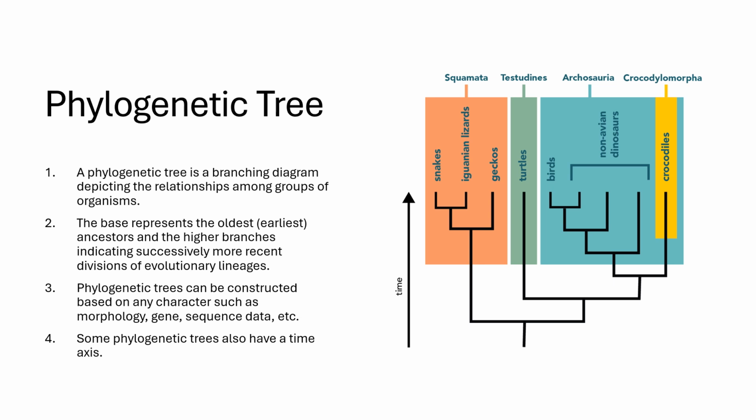And phylogenetic trees can be constructed based on any character, such as morphology, gene sequence data, etc. And some phylogenetic trees also have a time axis. So these were some points about the phylogenetic tree. We have already discussed a lot of related things before.